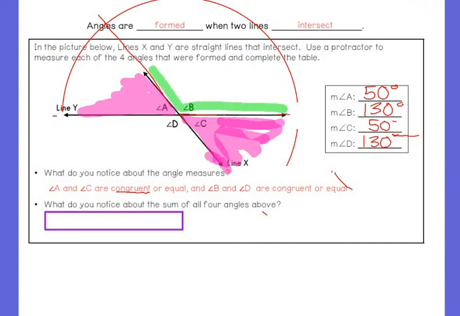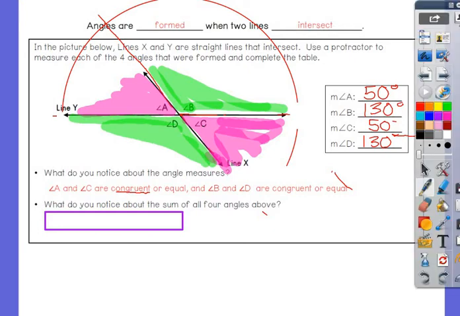All right, so A and C are equal, B and D are equal. What do you notice about the sum of all 4 angles above? Sum means what? Addition. So what do you notice about the sum, since you were supposed to have a calculator on your desk?